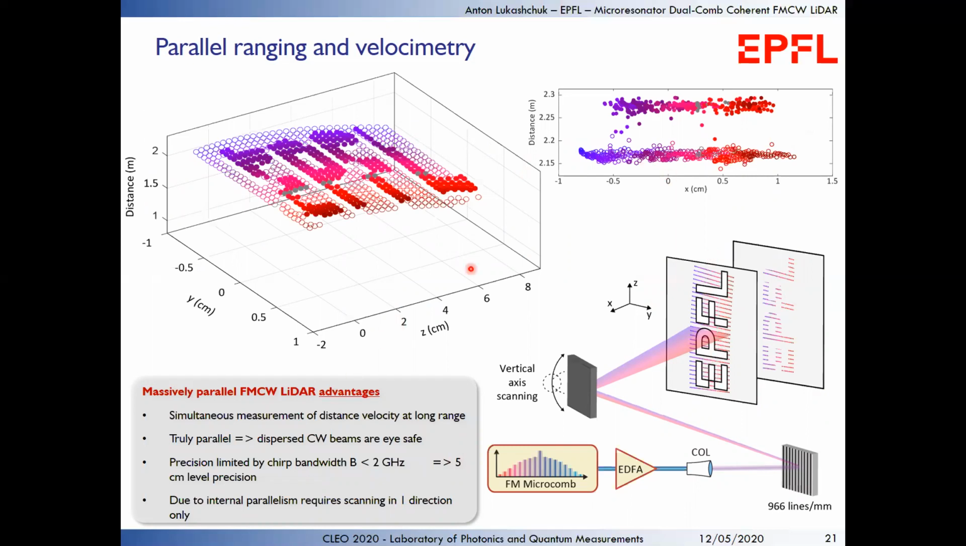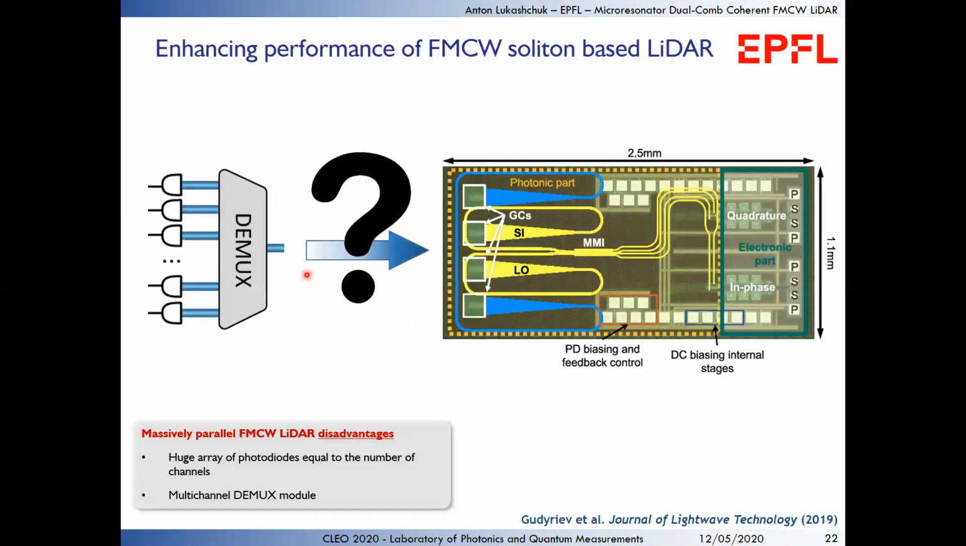If you are talking about the advantages of the FMCW LiDAR, we have simultaneous measurement of distance and velocity, distance at long range. Then it's truly parallel, as we have multiple channels. We can attain high precision as our frequency excursion can go to 2 gigahertz and more. And you can think that as you use a frequency comb, you need to scan only in one dimension. Like here, you need to scan only vertically, because horizontally you already have dispersed the frequency comb. So it's another advantage.